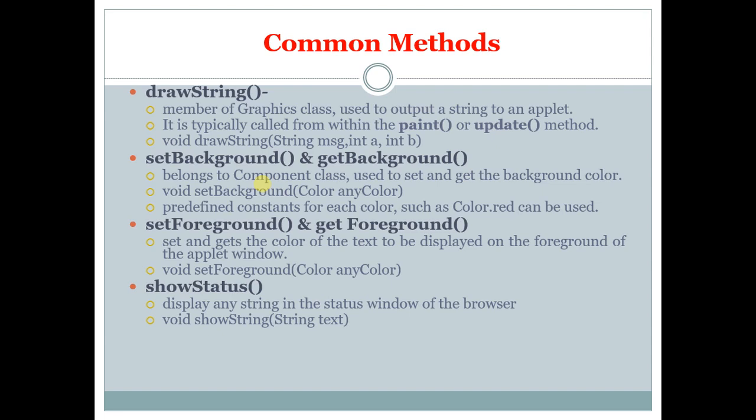setForeground() and getForeground() set and get the color of the text that should be displayed on the applet window. The syntax is void setForeground(Color anyColor). showStatus() displays any string in the status window of the browser. Void showStatus(String text) is the syntax.